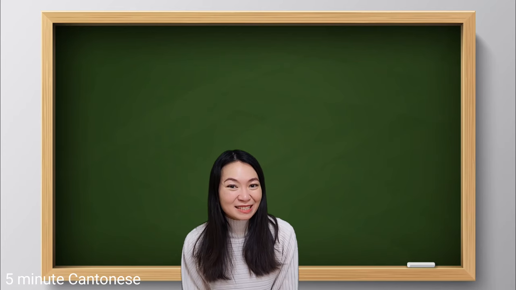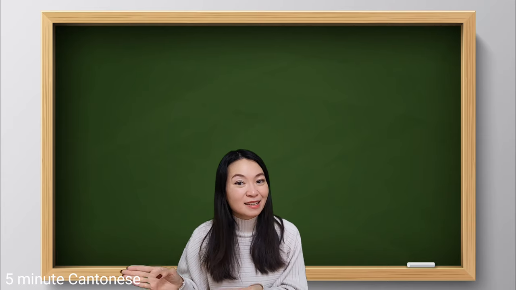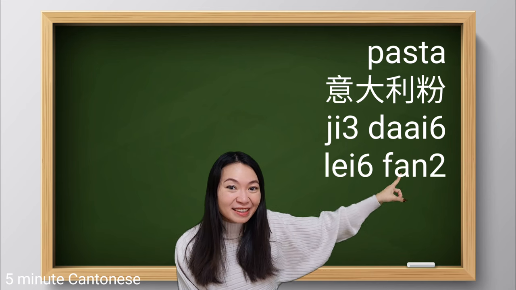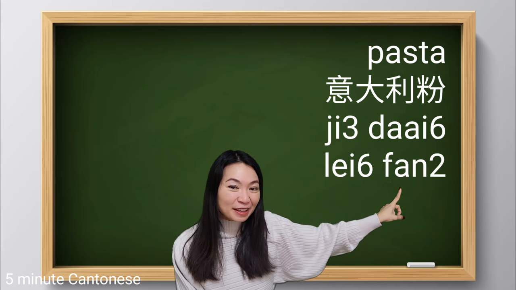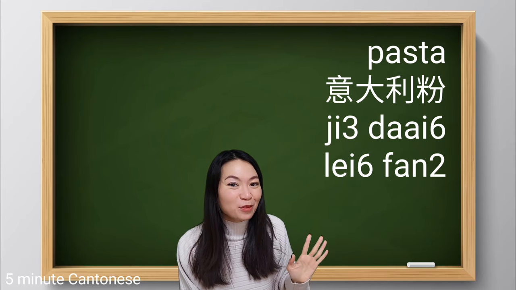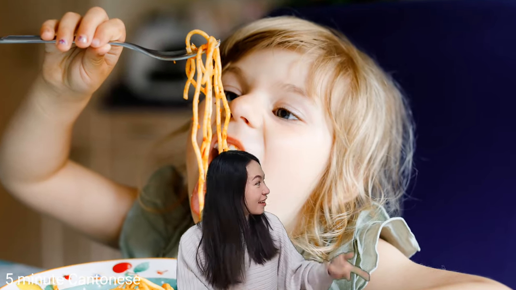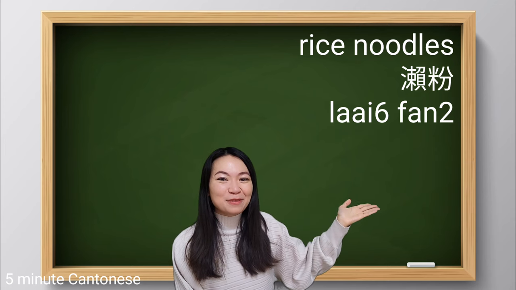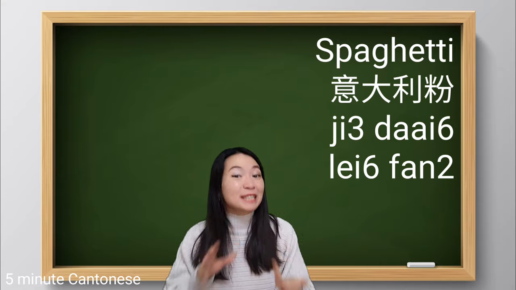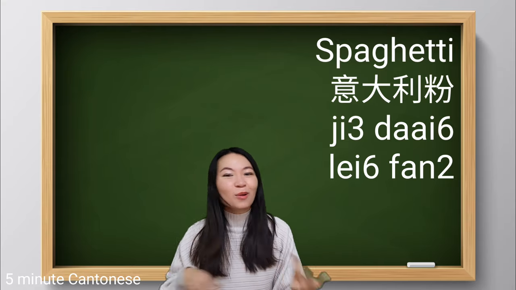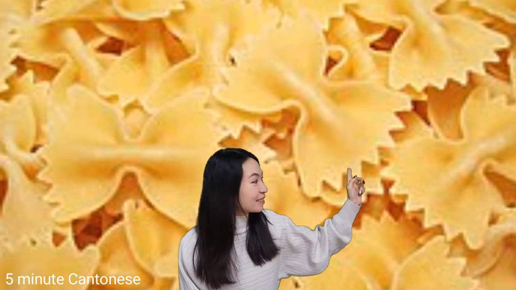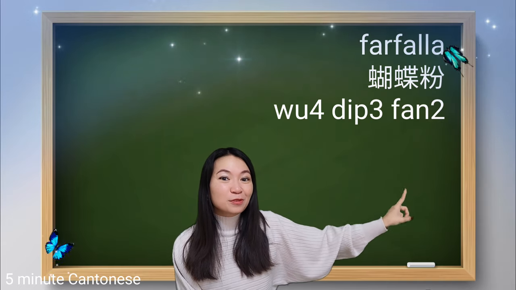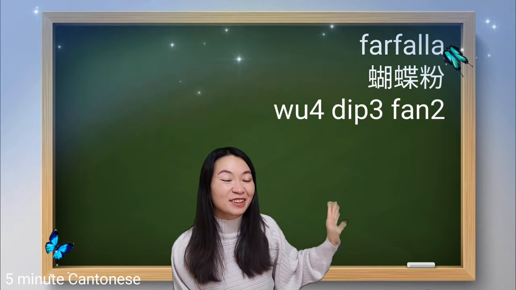Another exception, pasta. In Chinese, we call pasta Italian noodles, 意大利粉. Obviously, pasta is not made of rice, but a long, long time ago, people thought the spaghetti especially looked like rice noodles, so they simply named the spaghetti 意大利粉. For all other kinds of pasta, for example, farfalle, they will call this 蝴蝶粉, which means butterfly, okay?